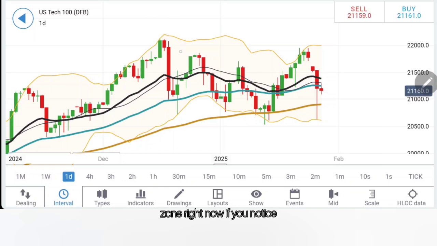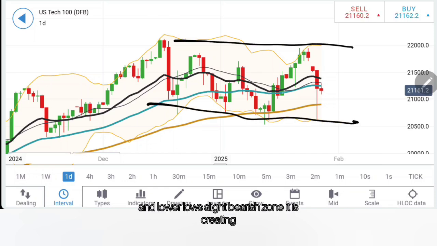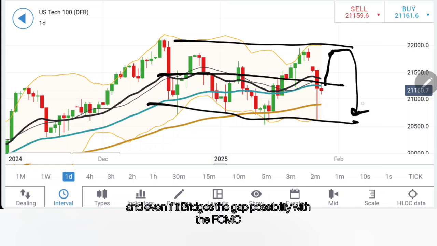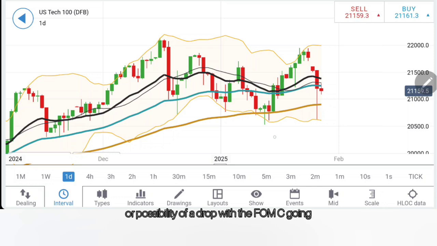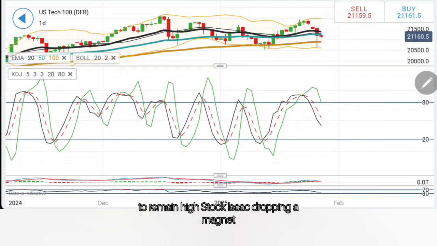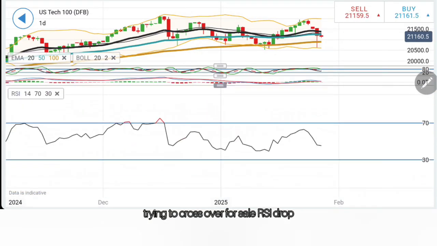Right now, if you notice what is happening here, lower highs and lower lows, a slight bearish zone it is creating, and even if it bridges the gap, the possibility of a drop with the FOMC is going to remain high. Stochastic dropping here, MACD trying to cross over for sell, RSI drop.